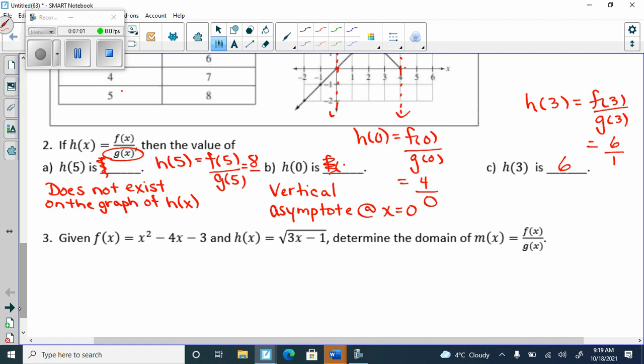Now this one I set you up. I'm going to see how many of you get it. So, I want the domain. So we have here m of x, and then I told you to switch this to h of x. I've already switched it on my document, on my computer, not this one. m of x equals x squared minus 4x minus 3 over the square root of 3x minus 1.